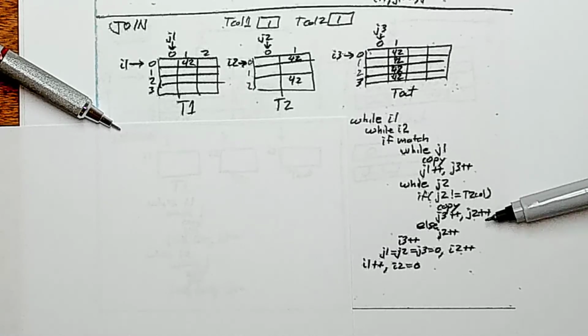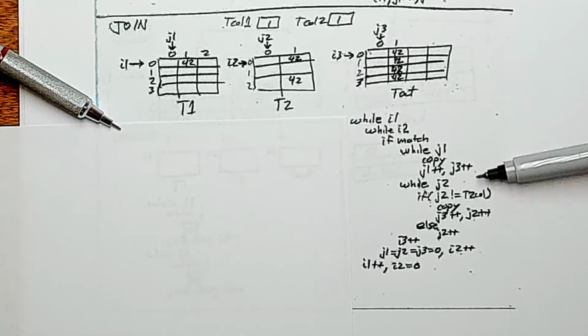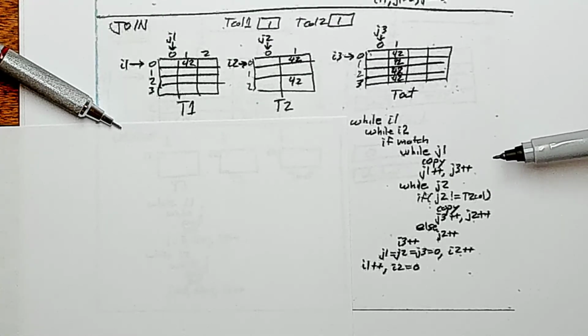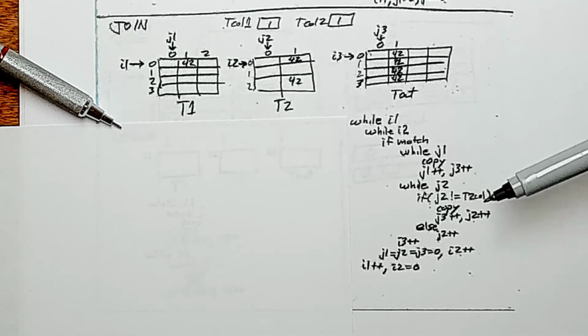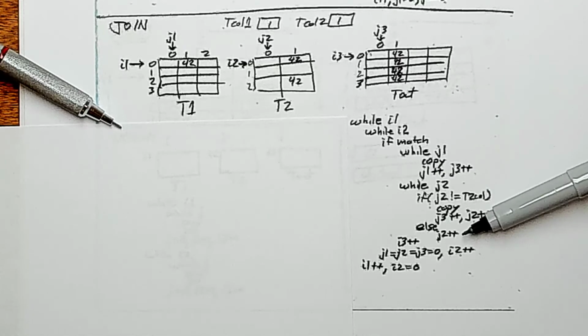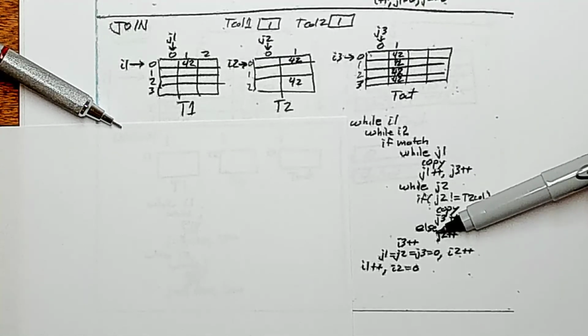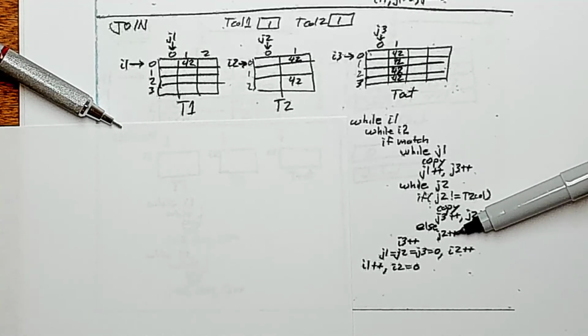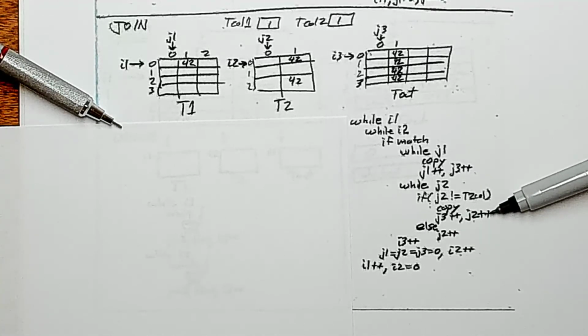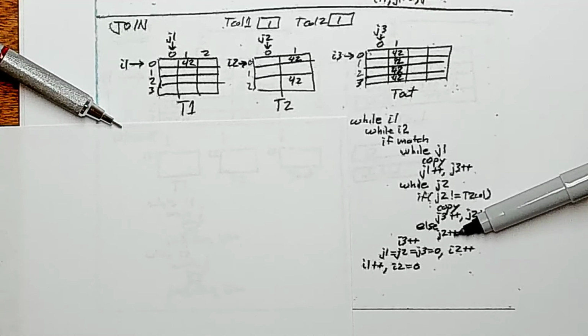So these iterators show up in here without really a supporting loop structure. It's just kind of a weird way that they show up. So if you don't have a duplicate, you copy the data. Otherwise, you just move J2 down, and J3 stays still. So you've got this if-else in there.